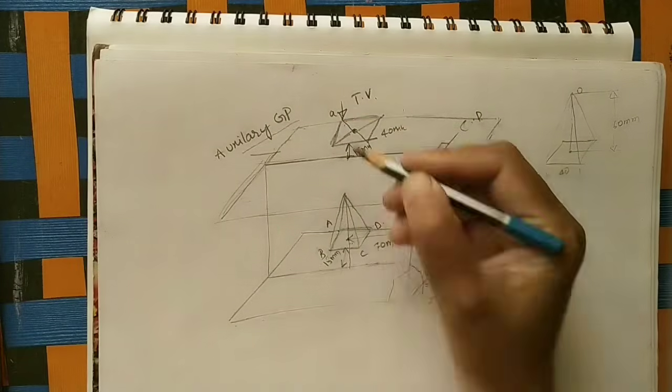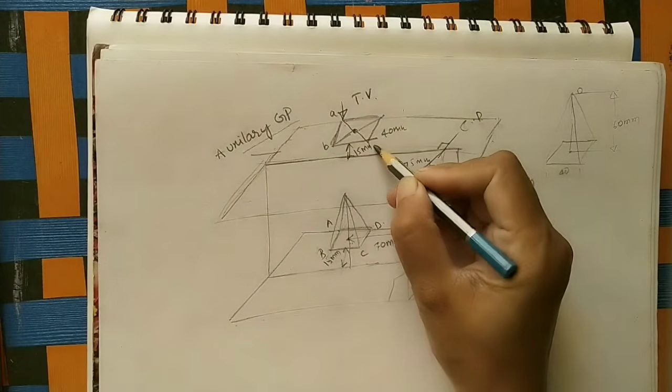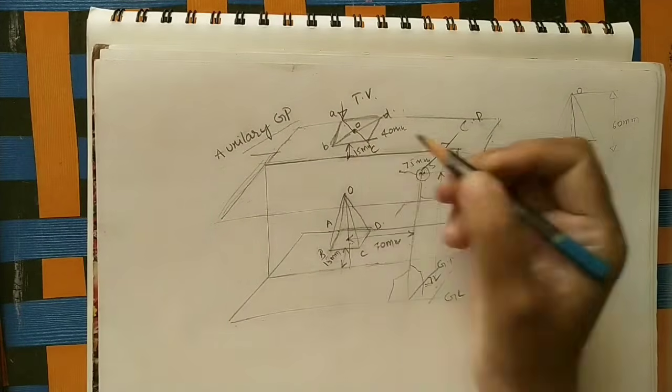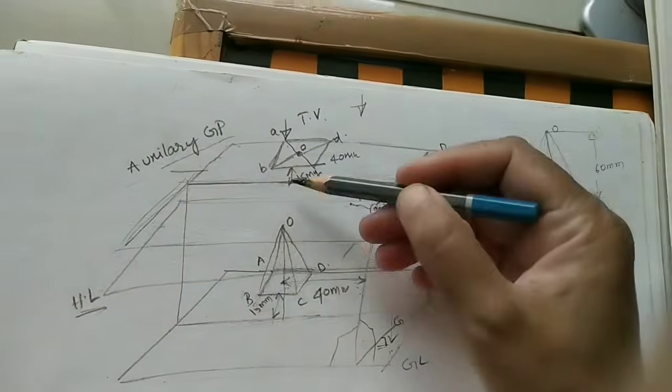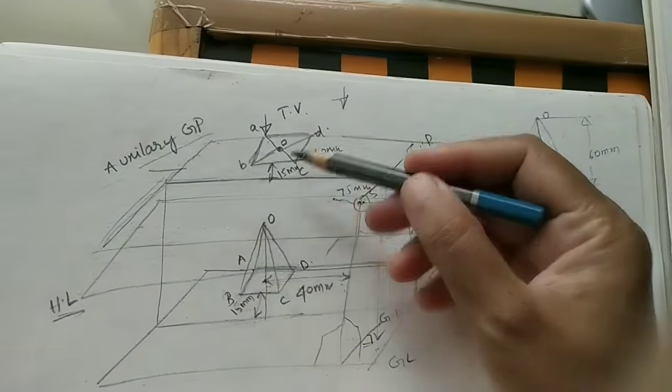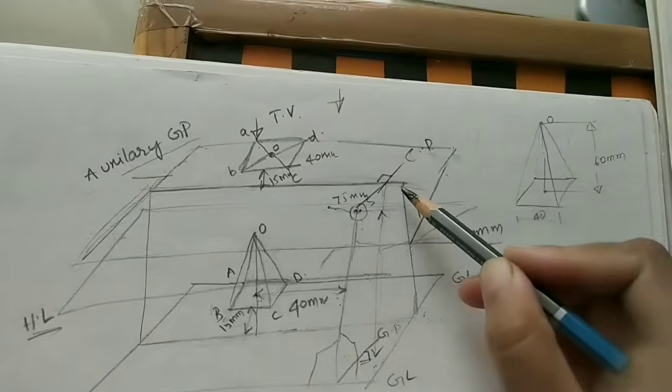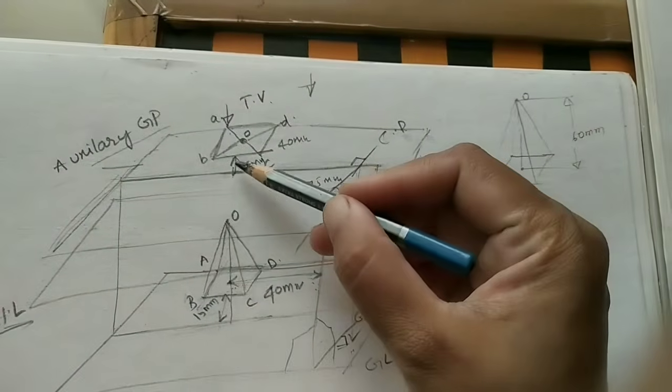Okay, A here, this point is B, and C, this is D, and the apex is capital O. Here the apex is coming. Okay, this is the top view. So from the top view, of this square pyramid, we can see this gap is also 15 mm from the picture plane, PP.